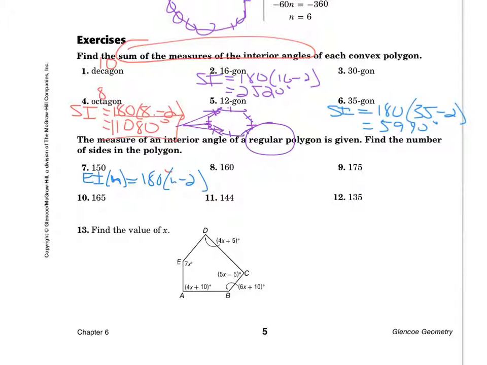Okay, now what I have to do is I need to solve for n. Well, they gave me each interior angle is 150 in this first example. So I've got 150n equals 180 times n minus 2. And you just have to do a little bit of algebra to solve that. So I'll go ahead and do that right now.